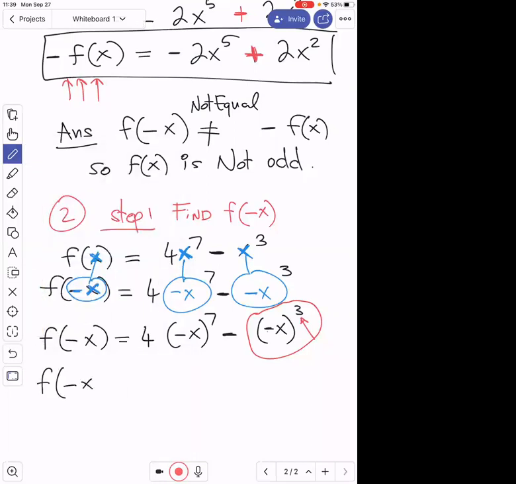This is 4, and now this is negative x to the power 7. This is negative x multiplied by itself 7 times. Because it's 7 times, you're going to have 7 minus signs, and because 7 is odd, you're going to end up with minus x to the power 7 without the parentheses.